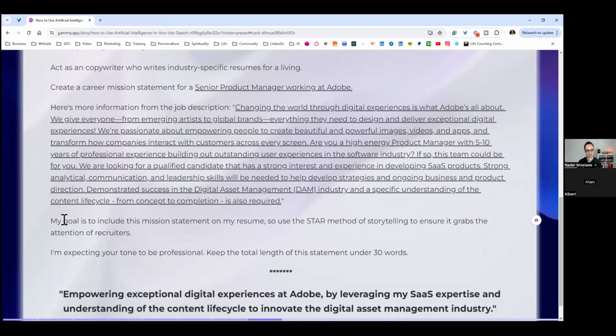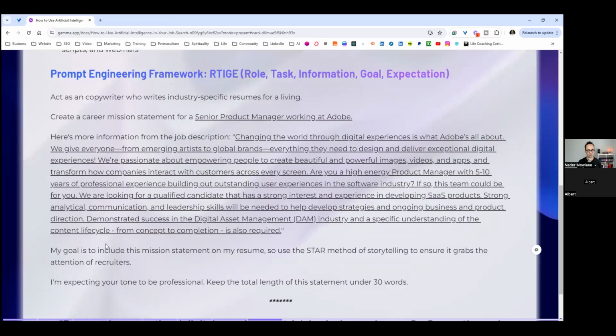Going to the next piece of the prompt. My goal is to include this mission statement on my resume. So use the STAR method of storytelling to ensure it grabs the attention of recruiters. And the expectation is, I'm expecting your tone to be professional. Keep the total length of the statement under 30 words. 30 words with a Calibri font number 11 and half an inch margins basically fills 2 full lines in a resume, which is why I said 30 words.